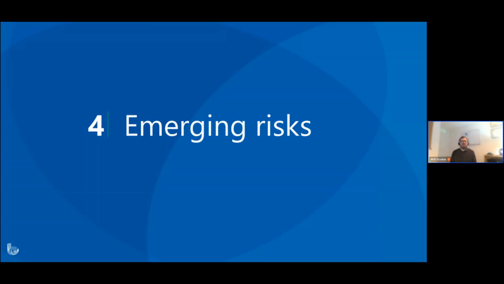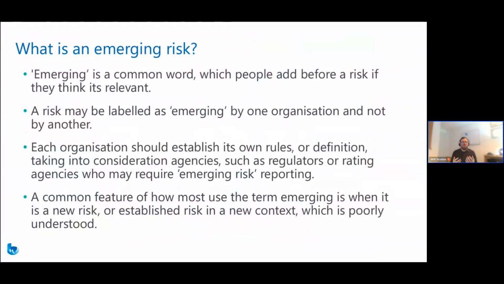So talking emerging risks for a little bit then. What do we mean by emerging risks? Emerging is quite a common word. People usually put it before a risk if they think it's relevant. There isn't really a standardization around how organizations are labeling emerging risk. And so that means that each organization should really establish their own rules around this. But I think the most common feature of this is that people use the term emerging when it's a new risk or it's an established risk that's being used in a new context, but which is poorly understood.